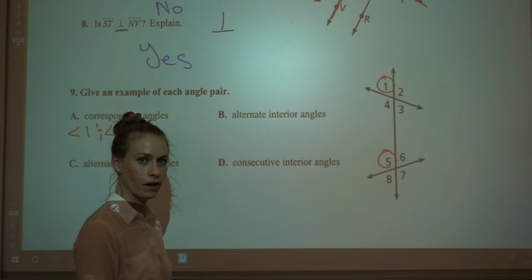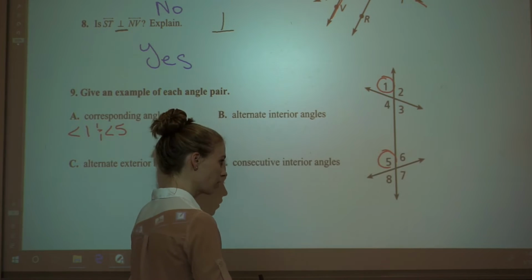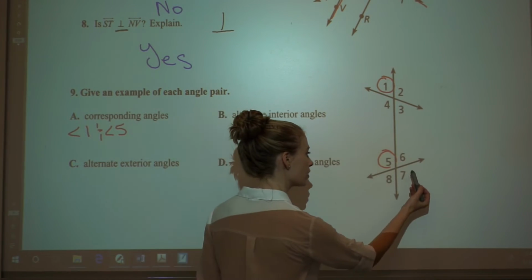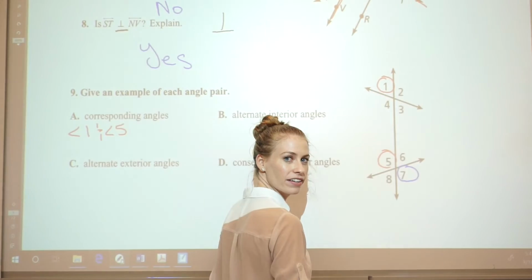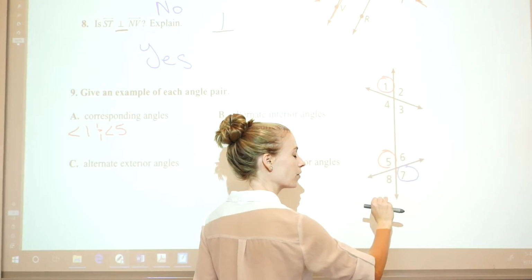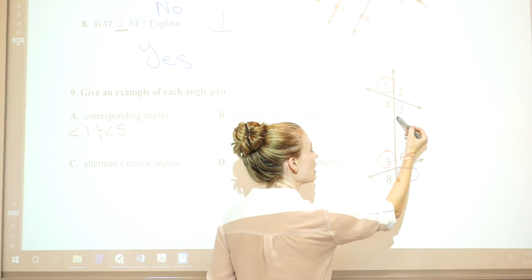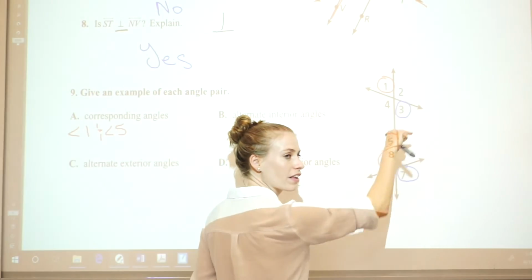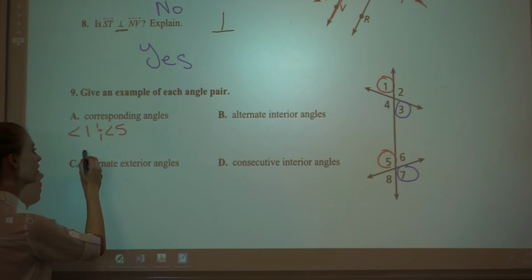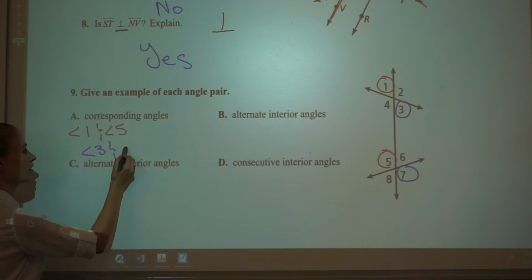So let's look at the bottom right, okay? So bottom right, got angle 7. I'm going to stay on the right side of my beam. Okay? Staying on the right, I'm looking at the bottom of the line. So angle 7 and angle 3 are also corresponding.